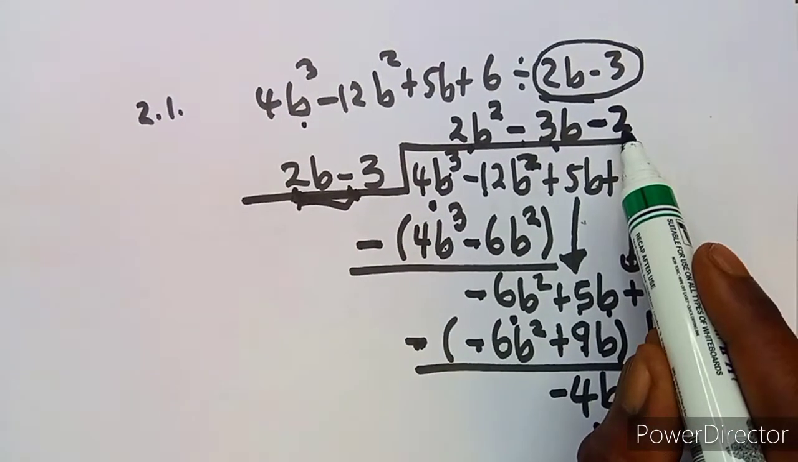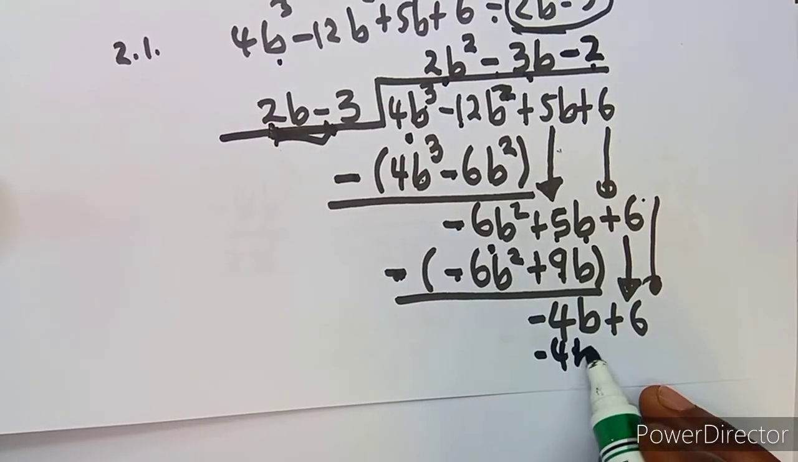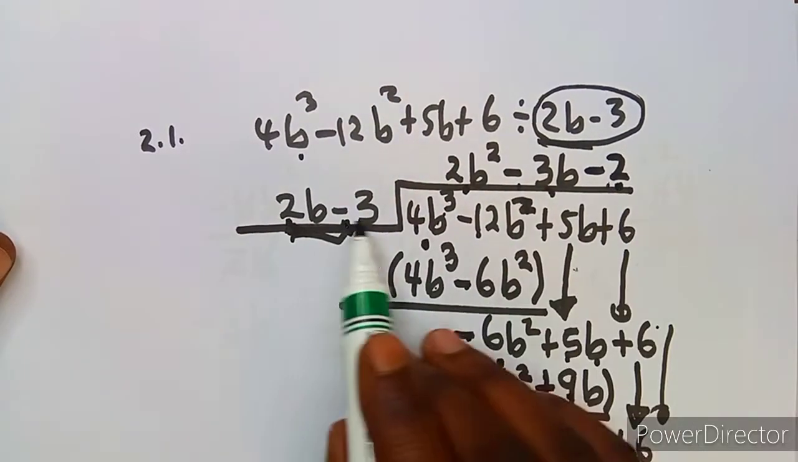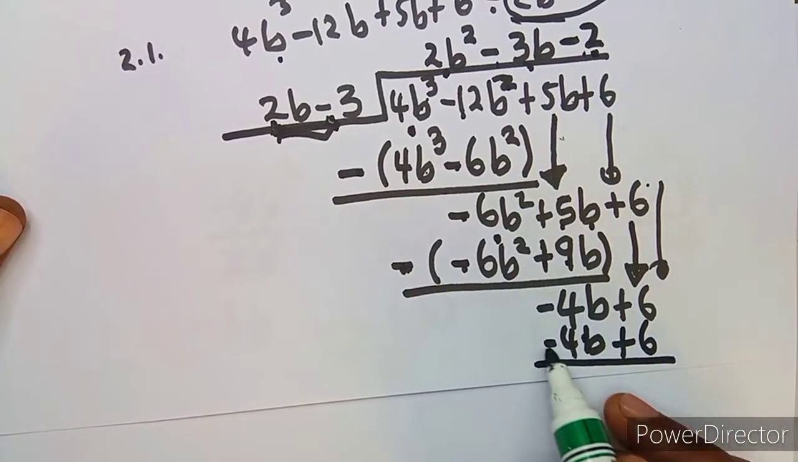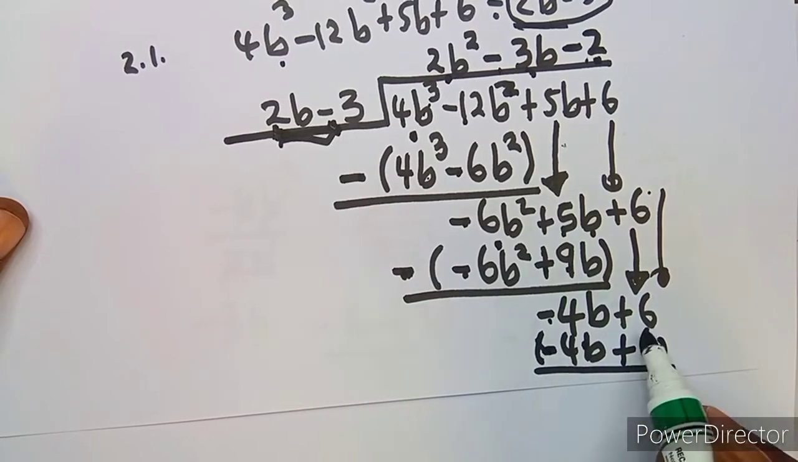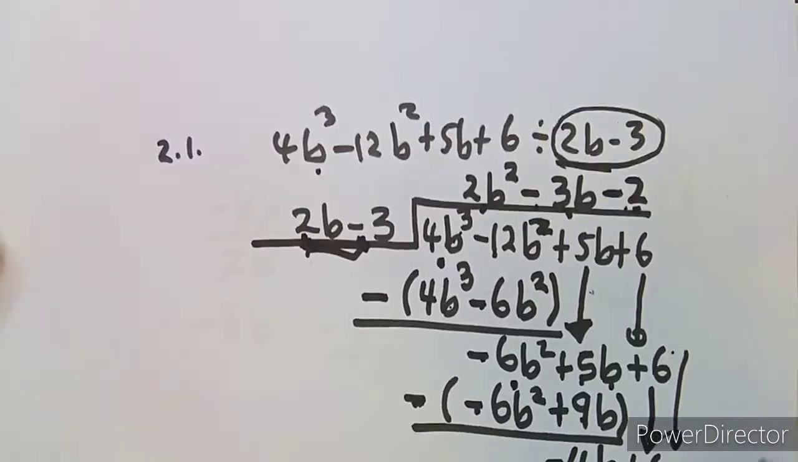You multiply back, guys. Minus 2 times minus 2, which is minus 4b, minus 2 and minus 3, so minus 2 times minus 3, which is plus 6. So as you can see, these two are the same. You have got minus 4b, 6 and 6, so this is going to give us a 0 there, so there's nothing that we're going to have.